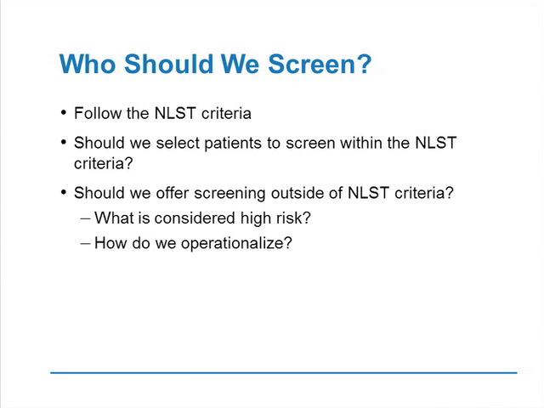Should we select patients to screen within the NLST criteria? There's certainly a wide range of risks there. And should we offer screening outside of the NLST criteria? There's certainly some people who would have a very similar risk who just don't meet the NLST criteria. And if you did, what would you consider high risk, and how would you operationalize that?